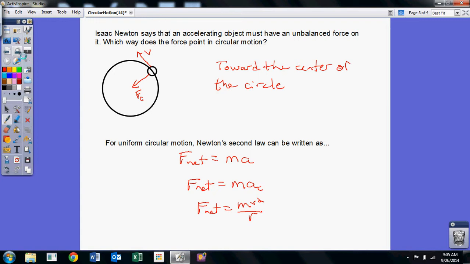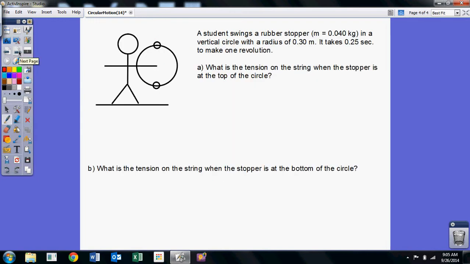Okay, so let's look at this in action. Let's say we have a student swinging a rubber stopper around on the end of a string. It makes a vertical circle.